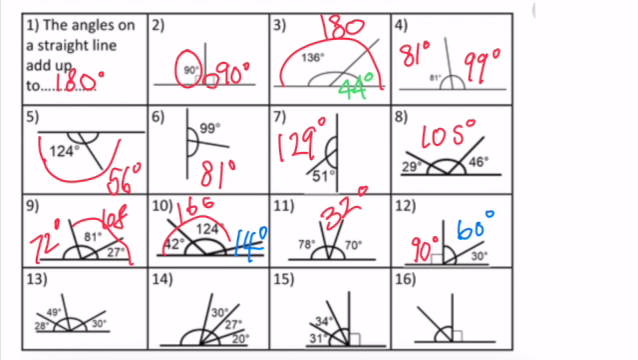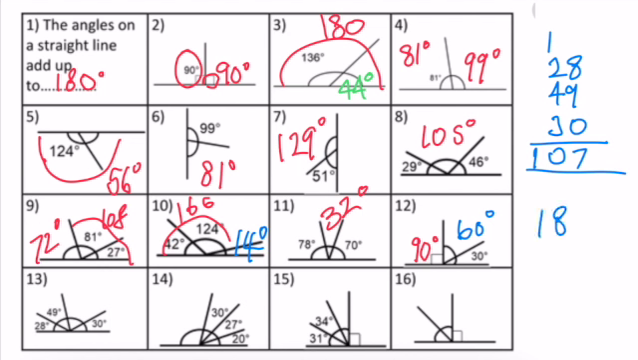So 13, 28, add 49, add 30. So 9 add 8 is 17. 3 add 4 is 7, 8, 9, 10. So that's 107. That's what those 3 angles equal. So now we're going to do 180, take away 107.